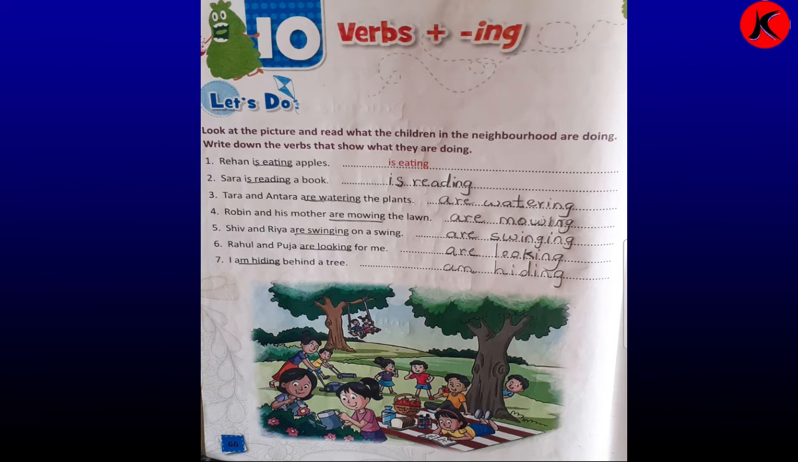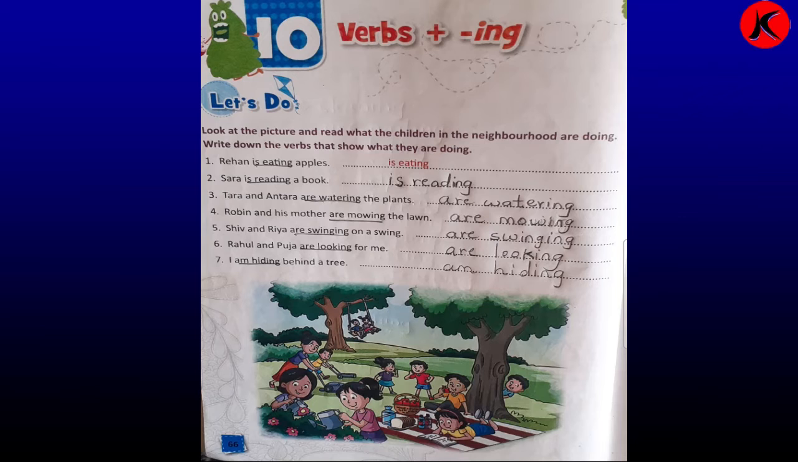Number 6, Rahul and Pooja are looking for me. Rahul and Pooja, again two persons are there. You can see over here Rahul and Pooja. They are searching for a boy who is hiding over here behind the tree. So we have used "are" as a helping verb, and look plus ing becomes looking, the main verb. So underline "are looking" over here and write "are looking" in the blank.